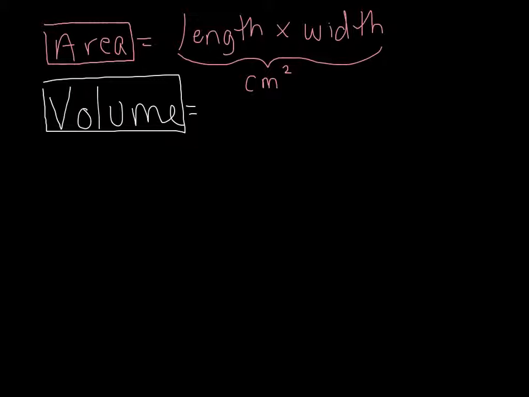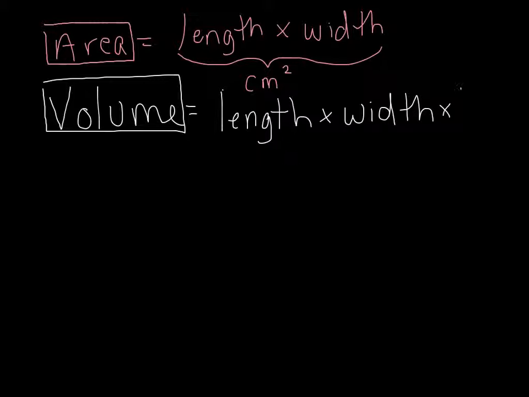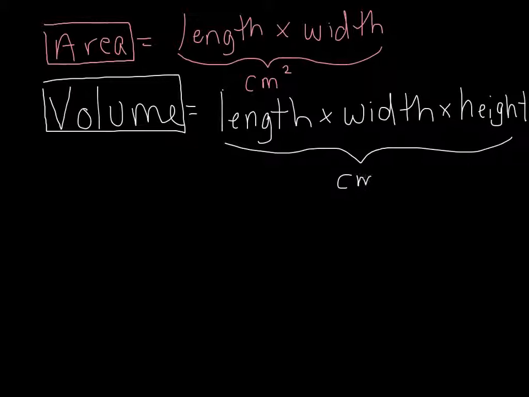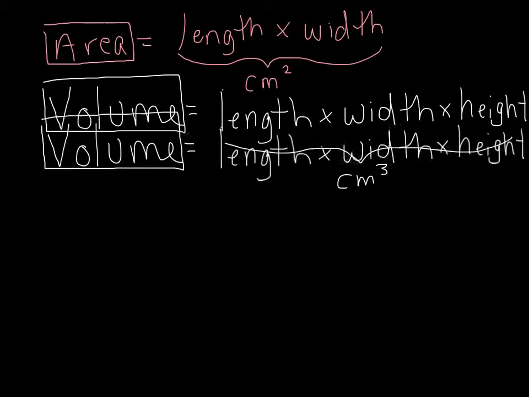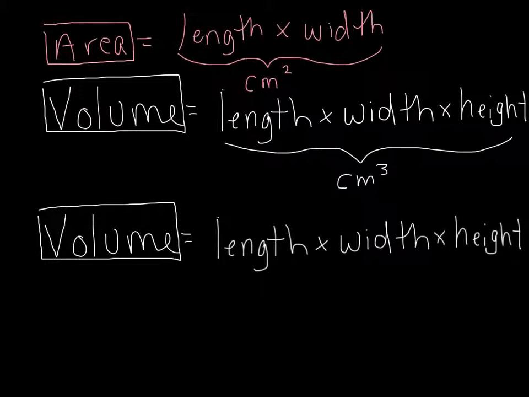Volume, on the other hand, has three measurements. So with our volume, and again, this is volume of a cubic object, we need length, width, and height. Since I'm multiplying three measurements here, this is a cubic measurement. So every measurement of volume is a cubic measurement.